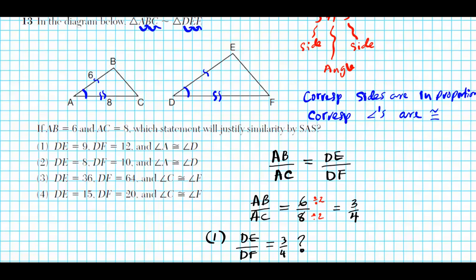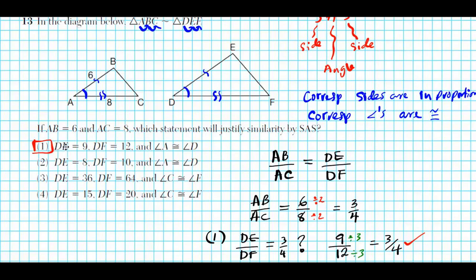That's the question. For option 1, DE is 9. If we divide by DF, 12, what do we get? What does this reduce to? Divide this by 3, divide that by 3, and we end up with 3 over 4. That is excellent. That is exactly what we want. Our answer is option number 1.